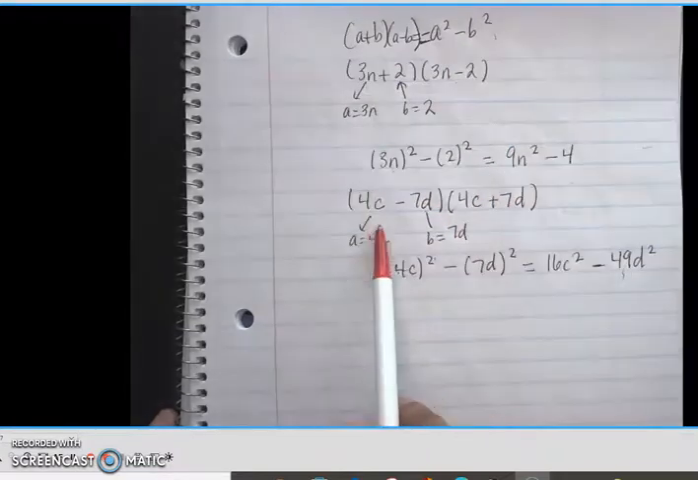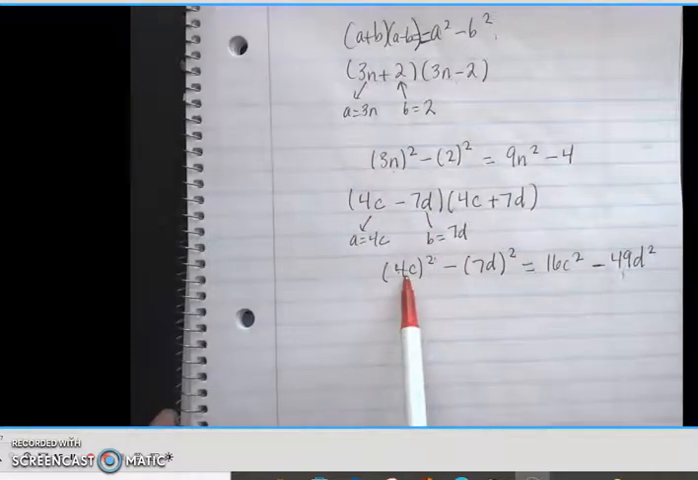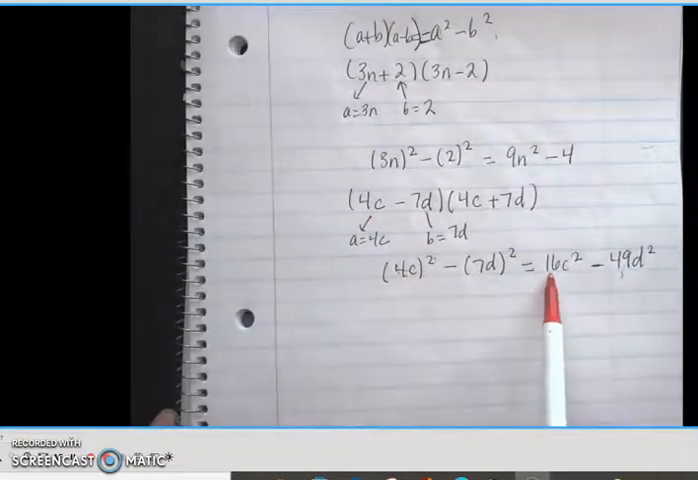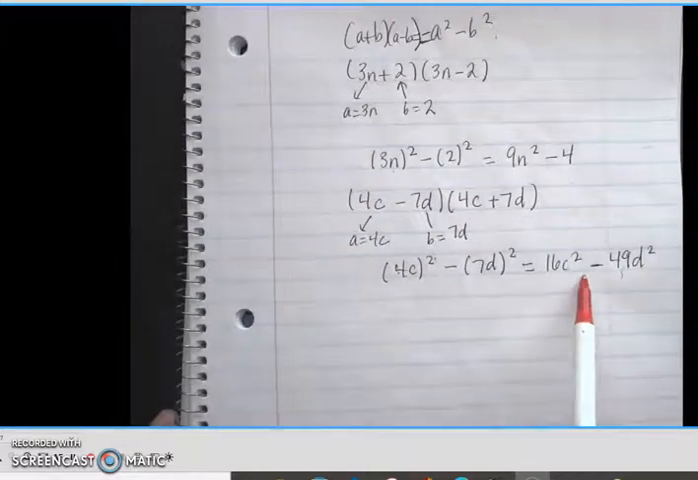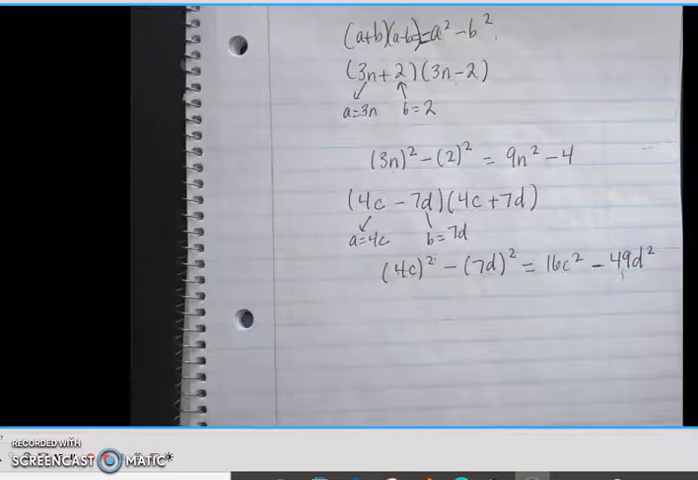Here's another one. A is 4c. B is 7d. It's a squared, so I did 4c squared, which is 16c squared, minus, then b squared, 49d squared, and that's it. All right, so now I want to move on to the last part.